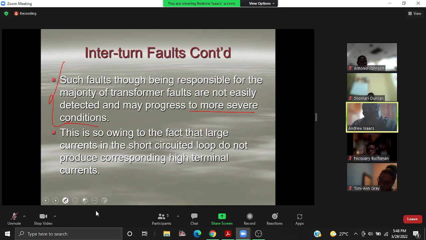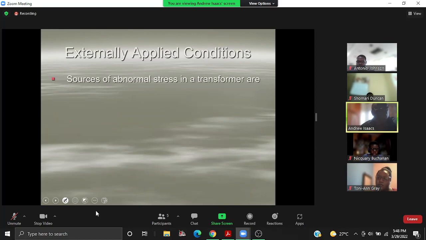So these faults, they are interturn, but they will not necessarily be reflected externally in terms of the currents flowing into the transformer. All right? And that's one of the reasons that they are really, really dangerous. But there's a way to detect them.